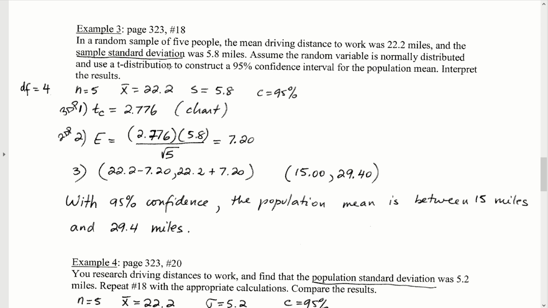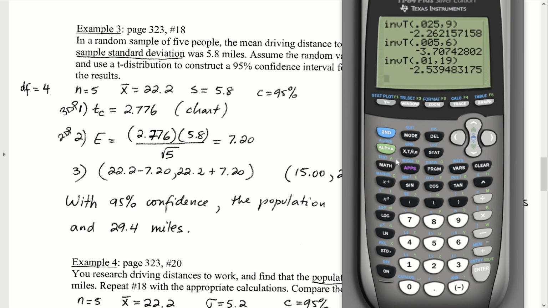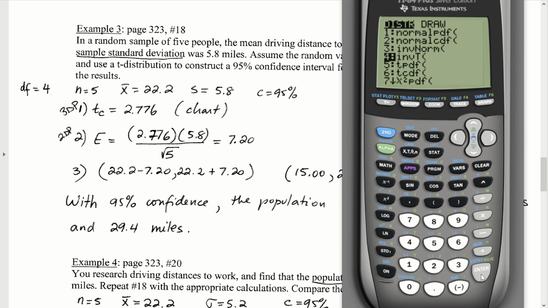Let's go through and calculate this one by hand. Just like what we saw before, most of the work in terms of calculating the margin of error is wrapped up in finding the critical t value. So let's do that with the calculator first. For those of you using the 84, it's going to be second, distribution, inverse t. If we want the 95% confidence interval, then the area is 1 minus 0.95 divided by 2. That's going to be 0.05 divided by 2, which is going to be 0.025.